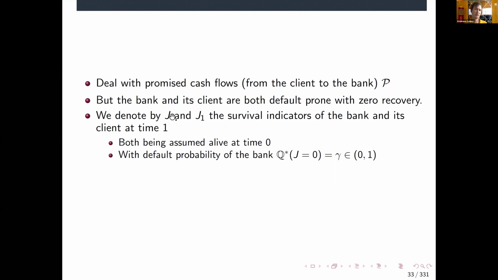I denote by J and J1 the survival indicators of the bank and the client at time 1. What it means is that J is a random variable. Sorry, the opposite: bank in default at time 1 means the survival indicator is 0. And the probability that J is 0 is denoted by gamma, assumed strictly between 0 and 1. Now J1 is an analogous random variable to keep track of survival or default of the client at time 1.